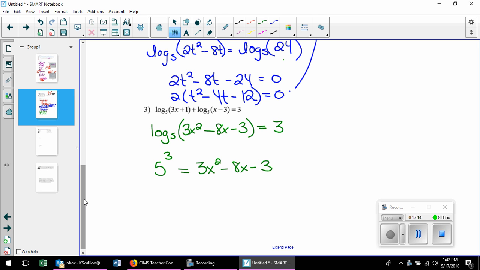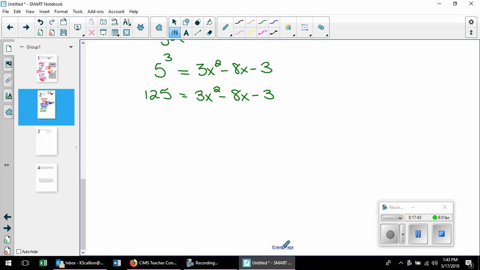Yes, Canal. 3x times negative 3 is negative 9, plus the 1x gives me the negative 8. What's 5 to the exponent 3? 125. Yeah, you're with us? Thank you for joining the land of the living.